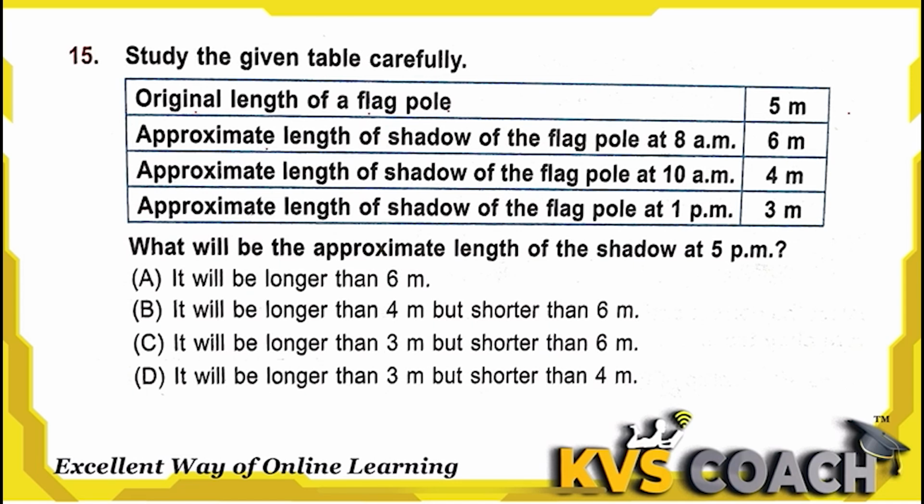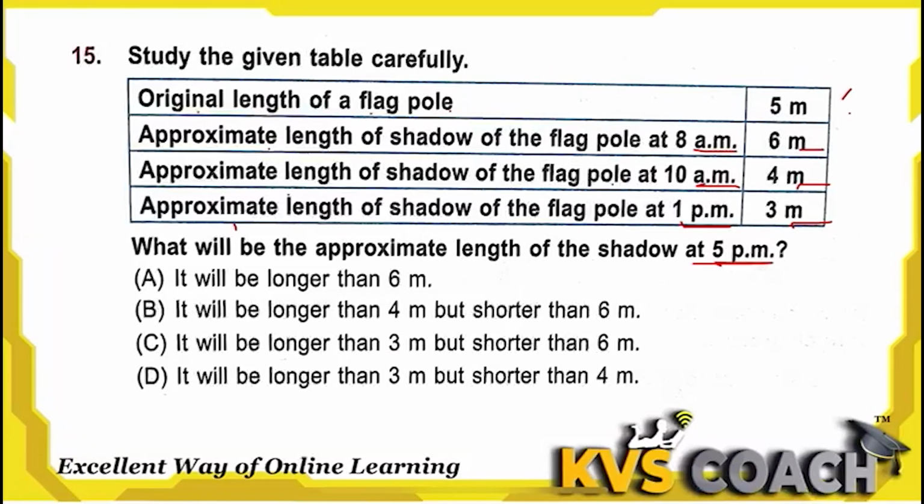Approximate length of the shadow of the flagpole at 8 a.m. is 6 meter. At 10 a.m. it is 4 meter. At 1 p.m. it is 3 meter. So what will be the approximate length of the shadow at 5 p.m.? Look, that is the original length, 5 meter.